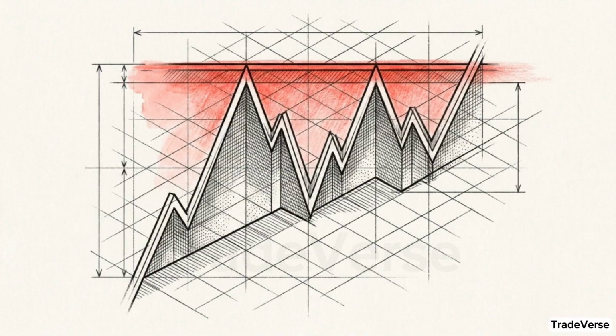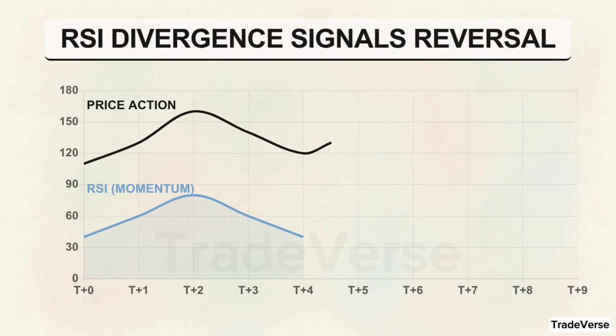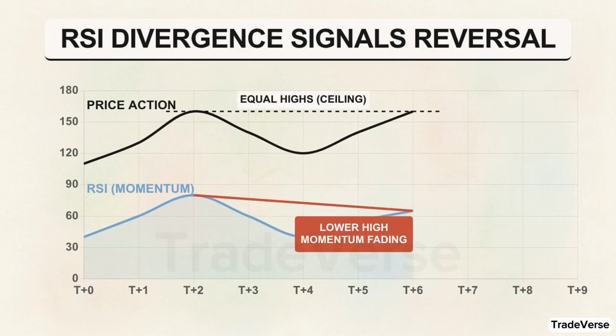Double tops and double bottoms occur when the price tests the same resistance or support level twice and fails to break through. This chart shows how to use the RSI indicator for validation. While the price hits the same ceiling twice, the RSI makes a lower high on the second attempt. This divergence suggests the upward momentum is fading.